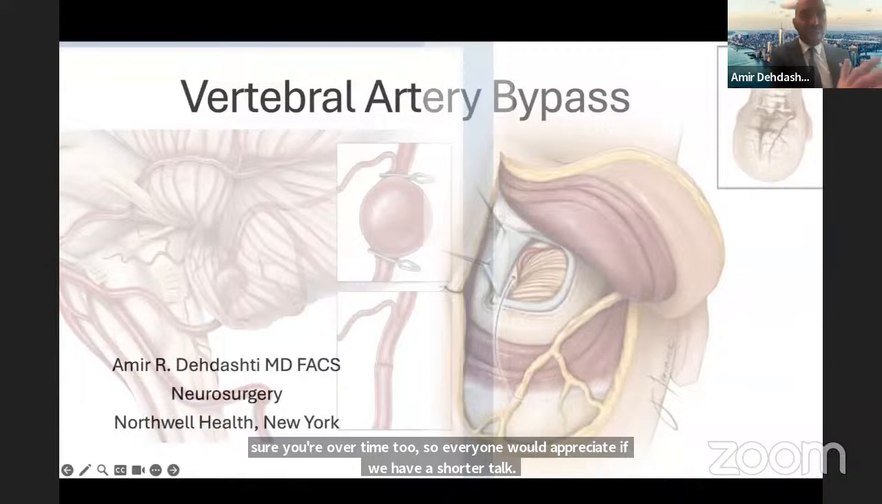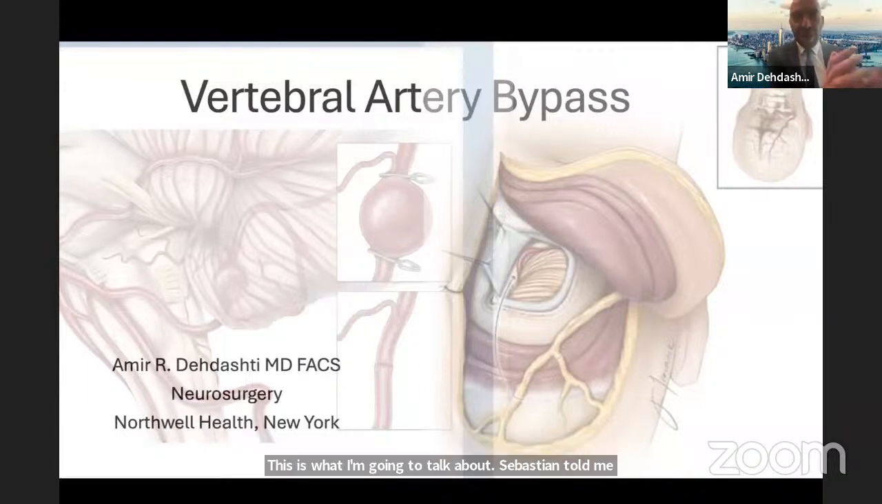Sebastian told me this is really about the vertebral artery outside the brain. So I'm a bypass surgeon. All the bypasses I do are usually inside the brain, 95% of them. But of course, we have indications for bypass outside the cranium, and now I'm going to talk about that.